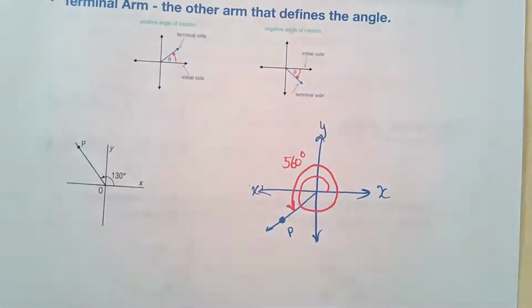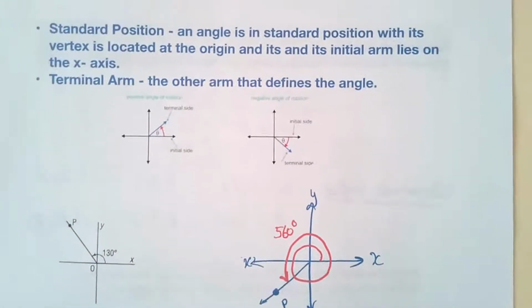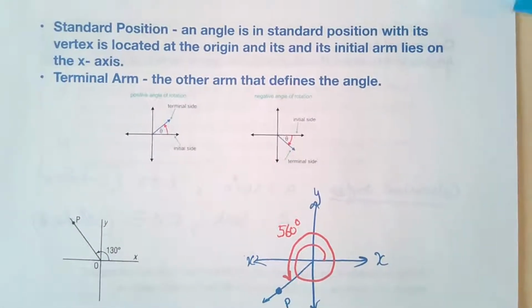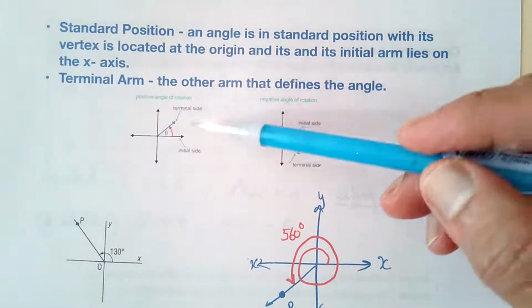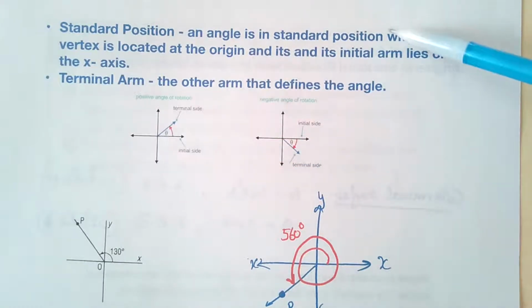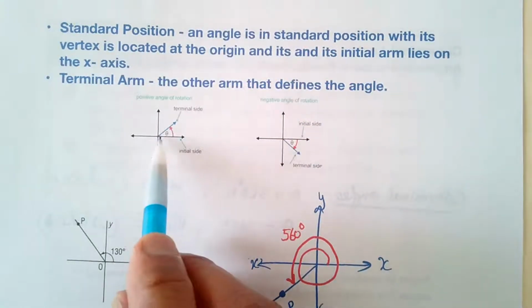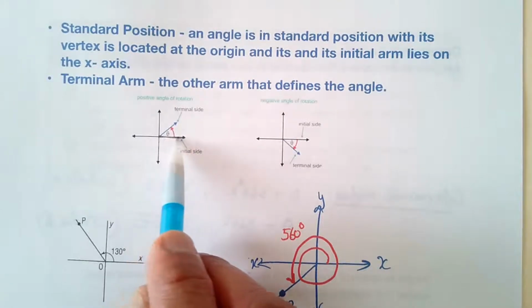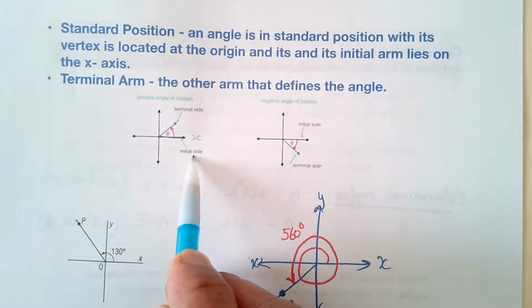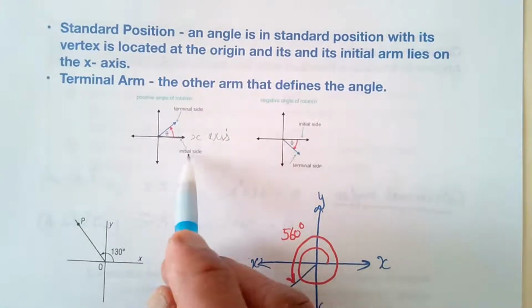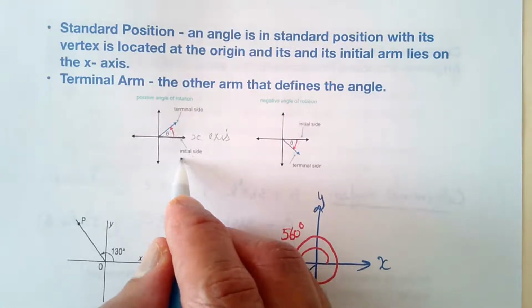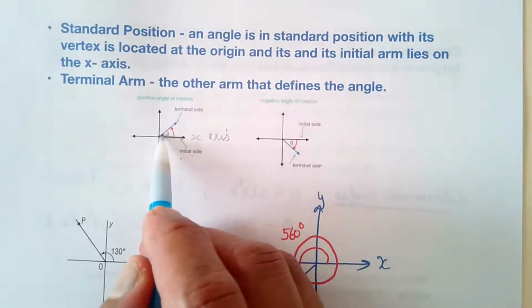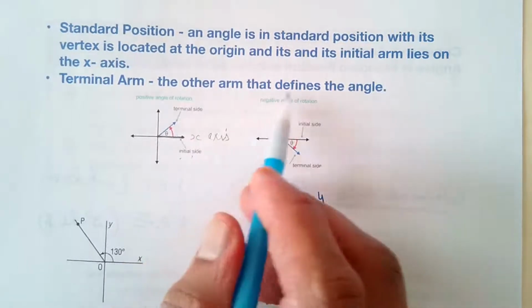So let's look at some terms. Standard position. We're looking at an angle in standard position with its vertex located at the origin and its initial arm lies on the x-axis. So this would be an example. Here we have our initial arm on the x-axis, or call it initial side. So this would be called the initial arm. The terminal arm now is the other arm to the initial that defines the angle.